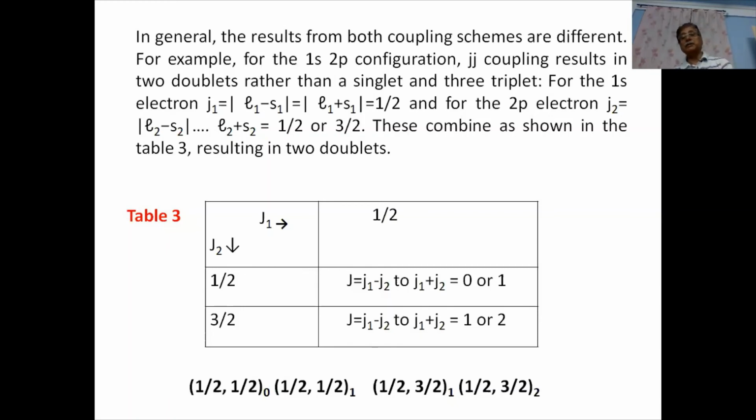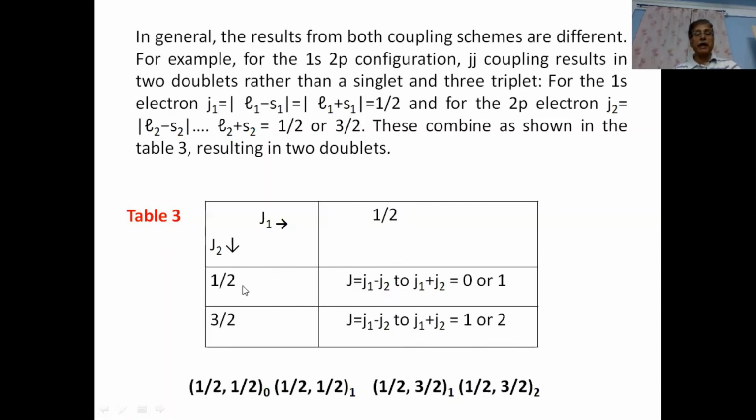And for the 2p electron, we have J2: L is equal to 1, S is equal to half, so J2 will be 1 minus half and 1 plus half, that is half and 3 by 2. So we have J1 equal to half and J2 equal to 3 by 2 and half both. So let us consider the combination as in the table. J1 values are given in the row and J2 in the column. So let us make the combination.